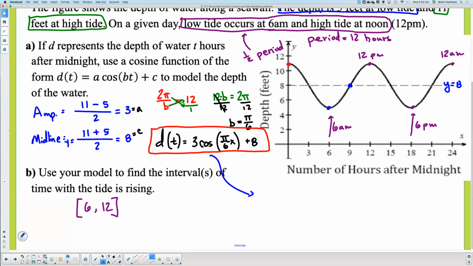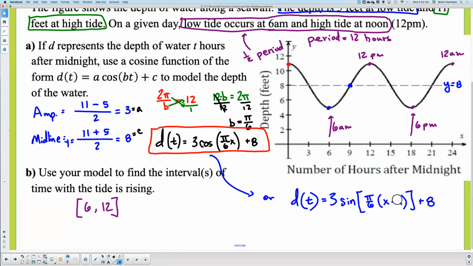Makes sense for you? If you want to use sine, you could say it's 3 sine. Now I'm going to do this bracket, pi over 6, x. To make something go right 9 units, do I do a +9 or -9? -9. Close both the parentheses and the brackets, then add 8. And now you have a sine function that represents the same data. So that would be sine with a horizontal translation right 9 units. Does that make sense? Okay. Like 9 is not very clear. Let's make that -9 again.